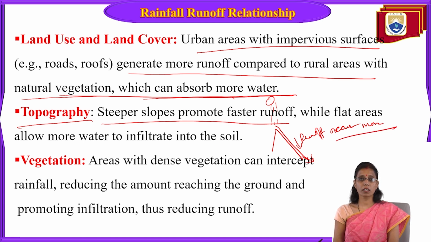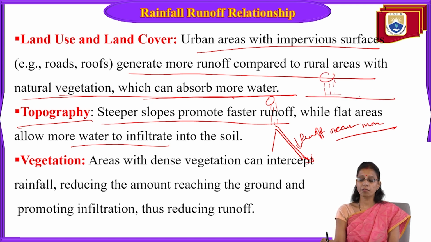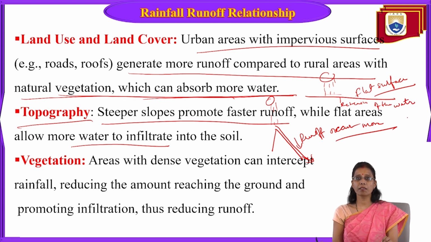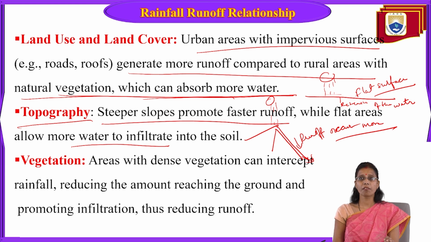While flat areas allow more water to infiltrate. Whenever rainfall occurs on a flat surface, the water will be retained. So on flat areas, retention of the water will be there. Wherever the slopes are steeper, the runoff is more. This is important here. When you talk about the factors which affect runoff, the steeper the slope, the more the runoff. On a flat surface, runoff is less and infiltration is always high, whereas infiltration is low on steeper slopes.